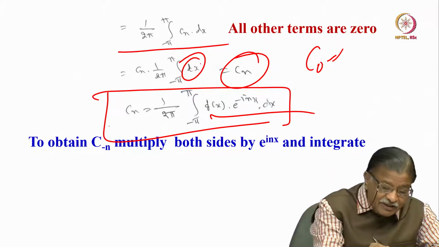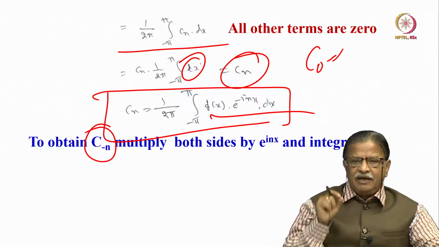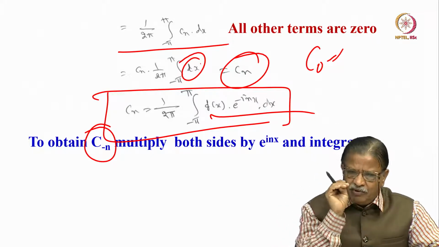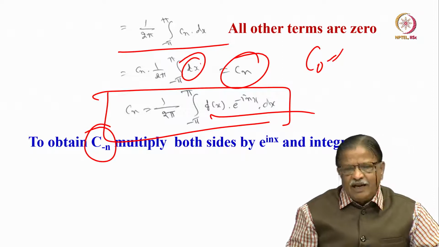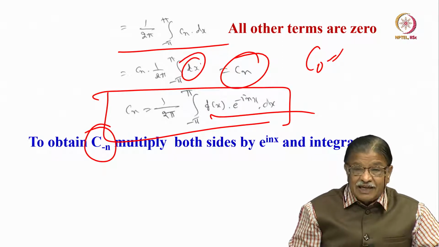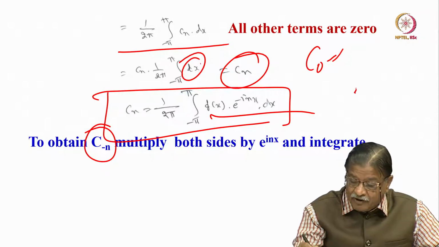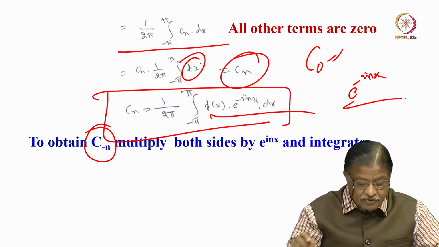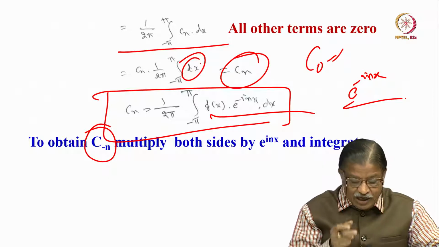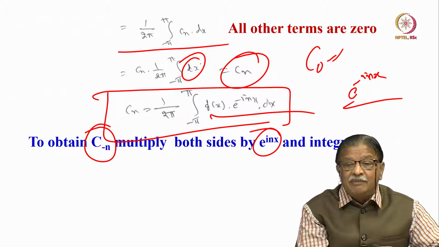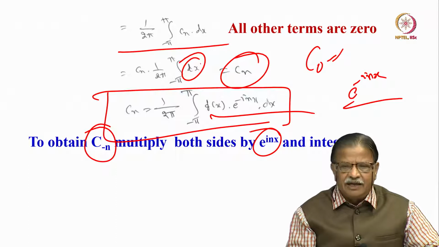Now, I need to get C minus n also. Remember, I also have to obtain the coefficients for minus n values. In this case, you have to do something slightly different. Previously, we multiplied that function by e to the power of minus inx to get the Cn. Now, to get C minus n, multiply by e to the power of plus inx and integrate.